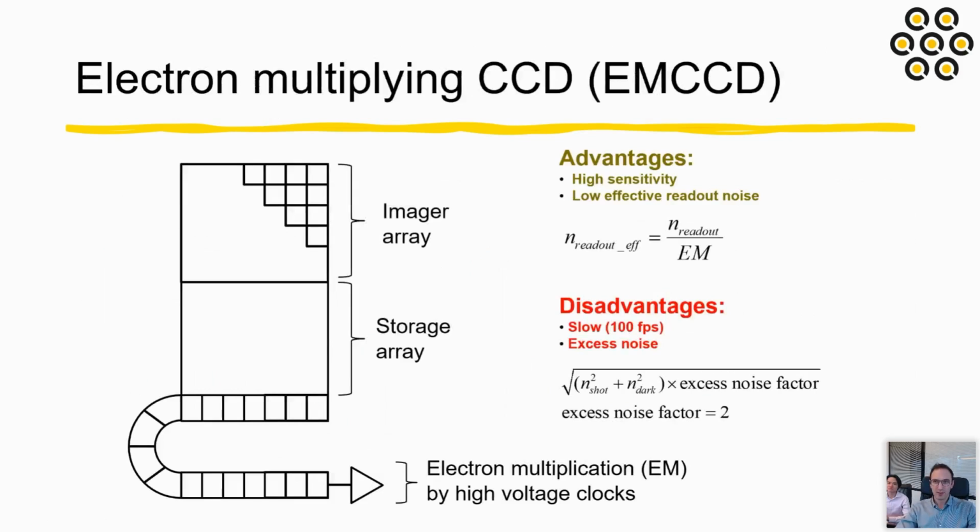When we look at the details of an EMCCD implementation, they offer high sensitivity and low effective readout noise, mostly because of their electron multiplication, which however comes at the cost of excess noise, which effectively reduces the signal-to-noise ratio by a factor of square root of 2. And due to their architecture that you can see here on the left-hand side, and everything being serialized, they are really limited in speed.